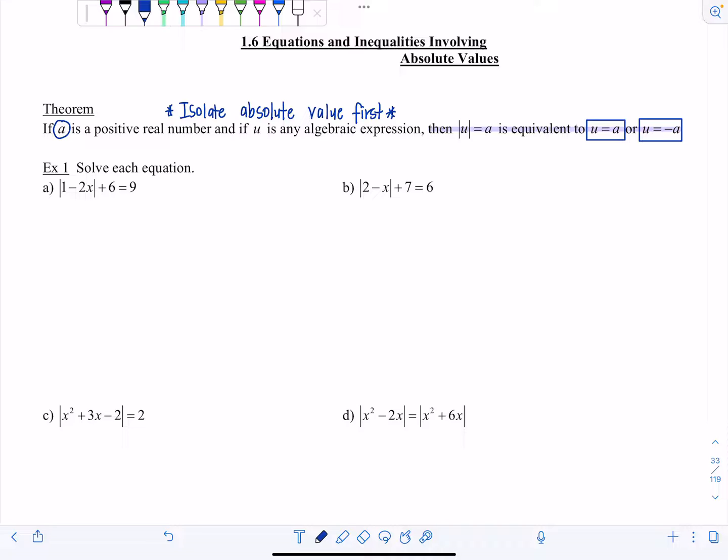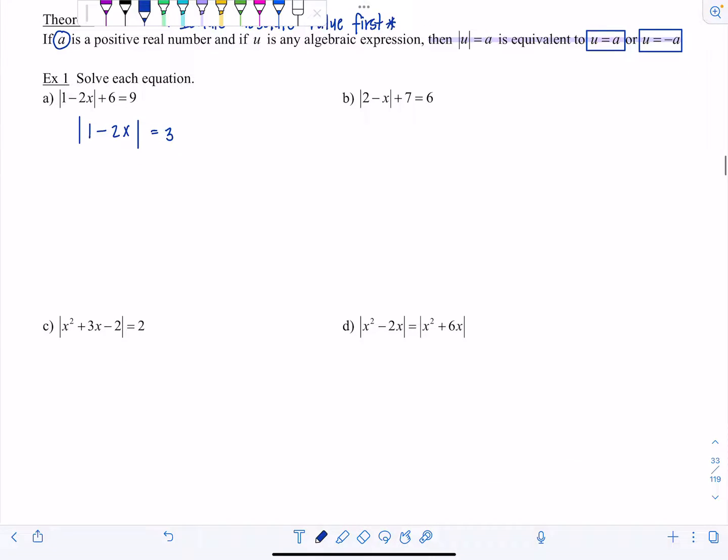So example 1a, absolute value of 1 minus 2x plus 6 equals 9. So first thing I want to do is isolate that absolute value expression. So I'm going to subtract 6 from both sides, and now we have absolute value 1 minus 2x equals 3. Now I'm ready to drop the absolute value bars and then rewrite two equations. So for the first one, you don't touch anything. You just write 1 minus 2x equals 3.